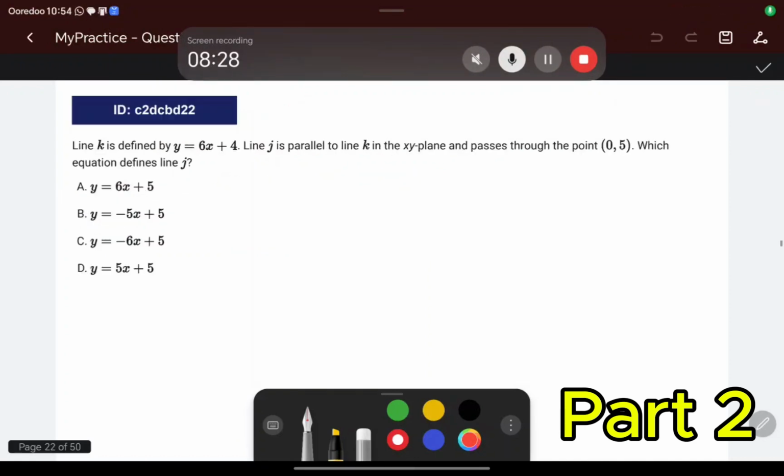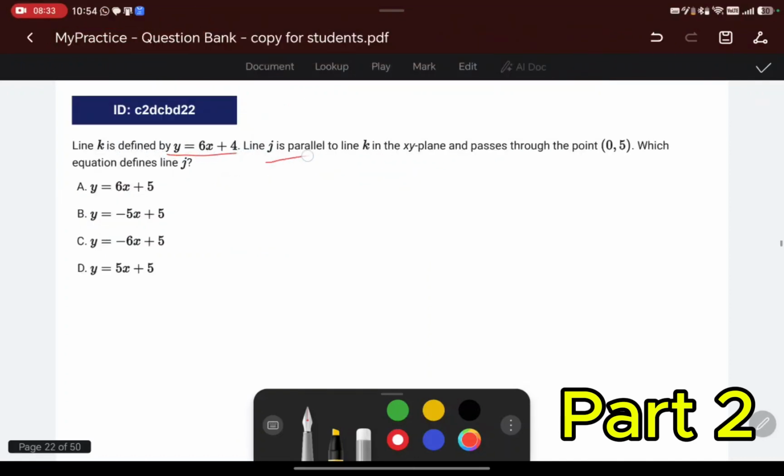Let's move to the next question. K is defined by y is equal to this. J is a parallel line. K is x, y in the xy plane and passes through the point, this one. Which equation defines J? Now let's recall parallel lines. These are parallel, they have the same slope. Parallel lines have the same slope.